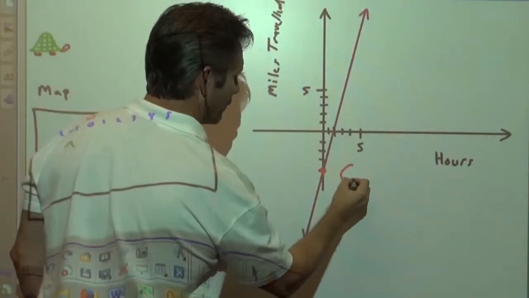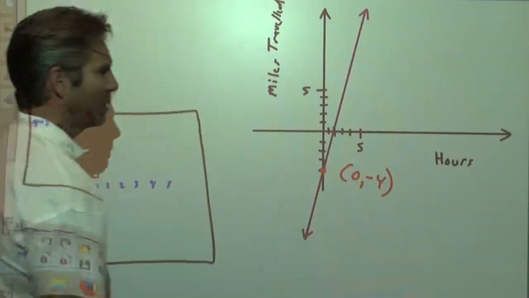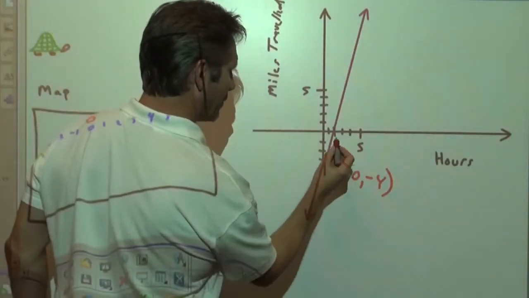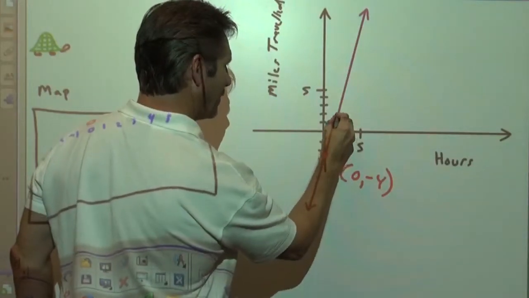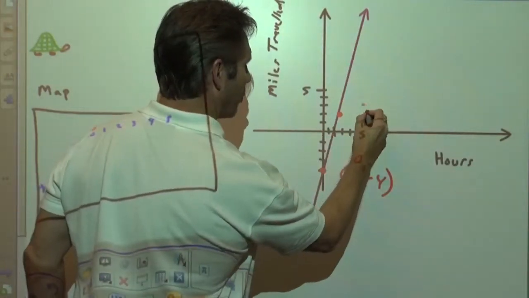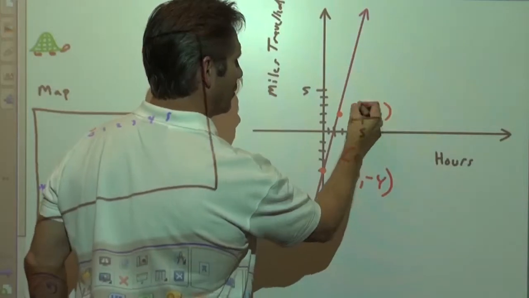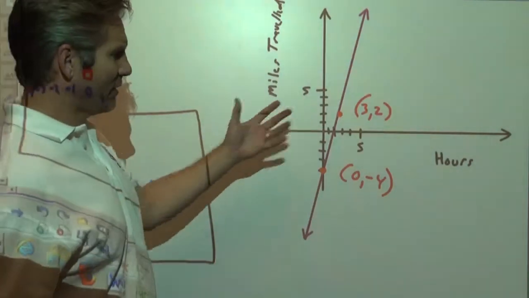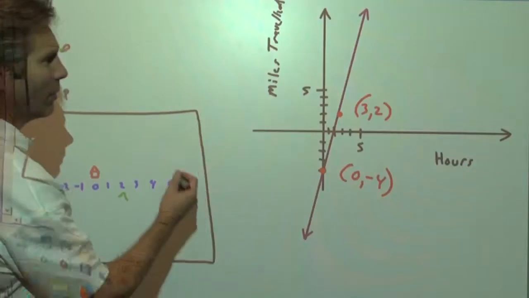This was the point (0, -4). That implied at time 0, the turtle was 4 miles to the west of the house. After a few hours, it made it up here to this point, which is the point (3, 2), meaning after 3 hours, the turtle had made it 2 miles to the east of the house. So what we'd like to do is calculate the slope.